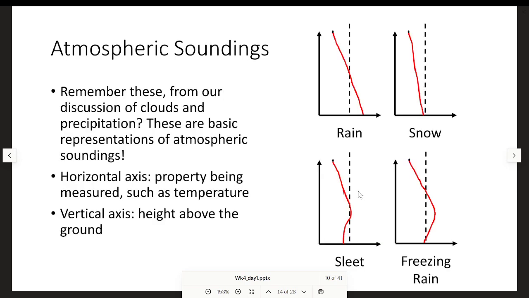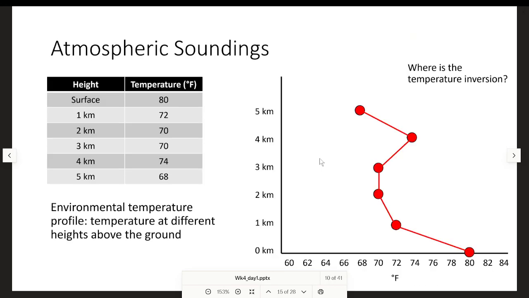So yeah, you remember these. This is what a sounding looks like. This horizontal axis is the x-axis. It's the property being measured, like temperature, and the vertical axis is the height above the ground. We usually use pressure coordinates, so it will be organized by the pressure level and not the height.